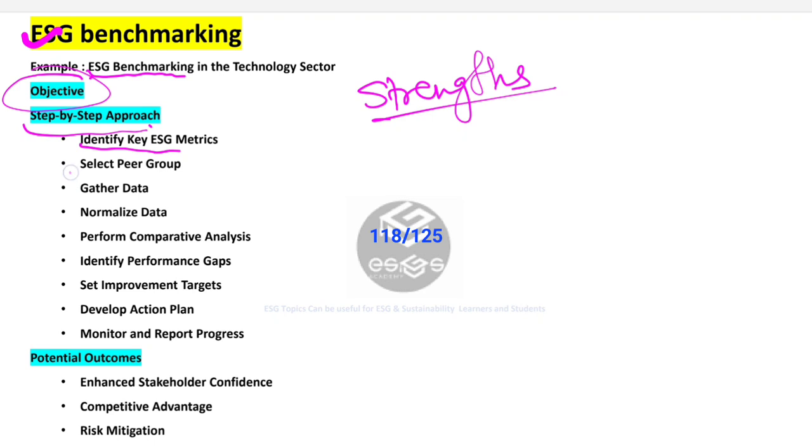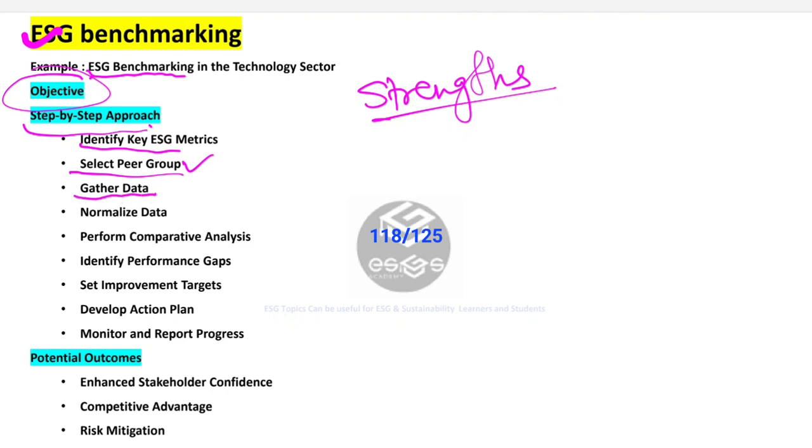And then next is selecting the peer group. In this we can discuss identification of the comparable companies within the technology sector based on size, geographical location and business model. So peers may include other tech giants, mid-sized firms or emerging startups also.